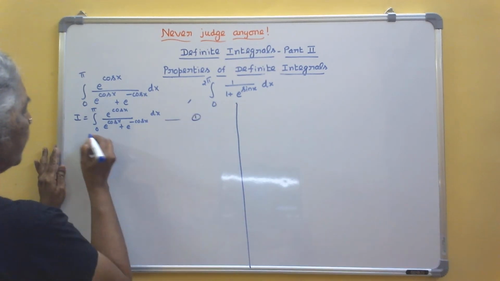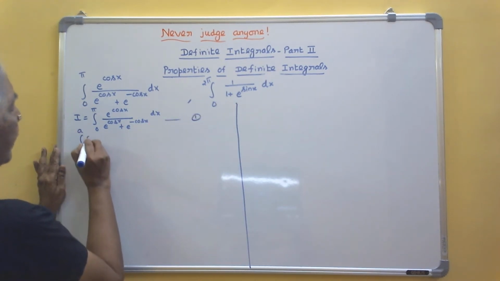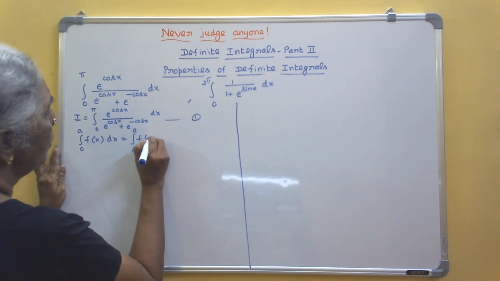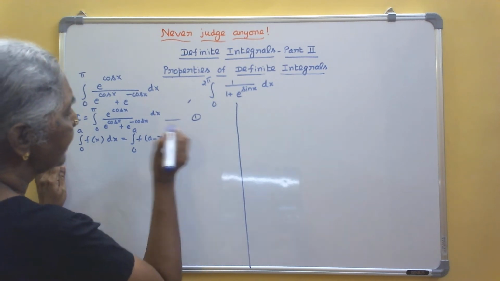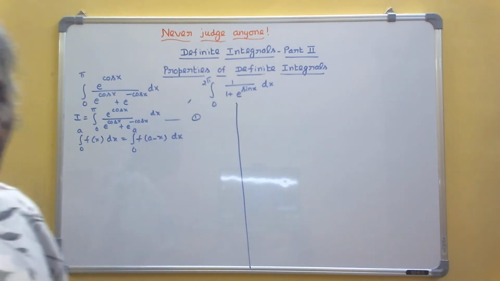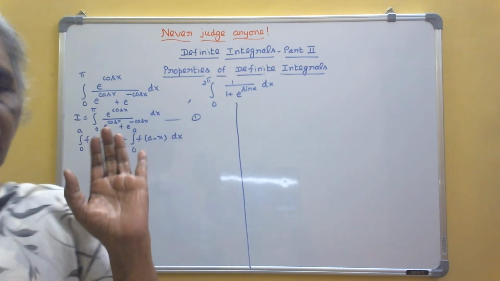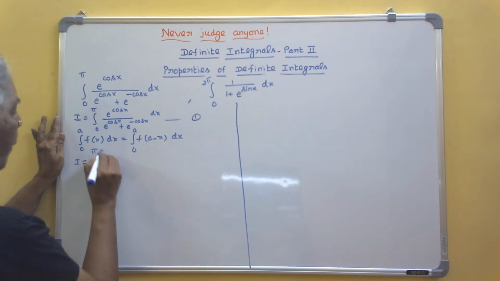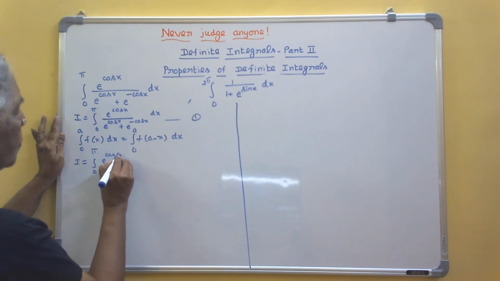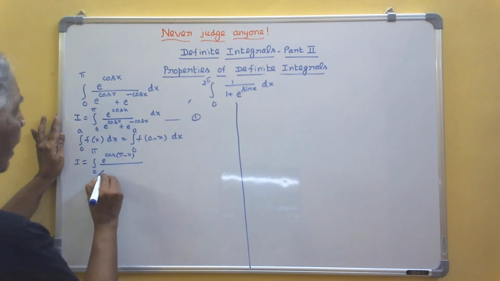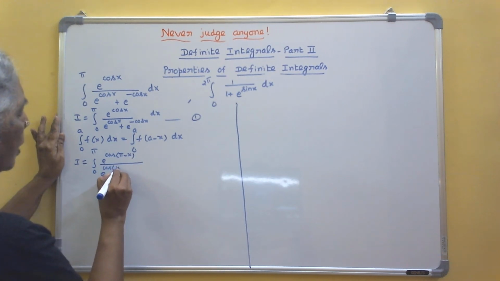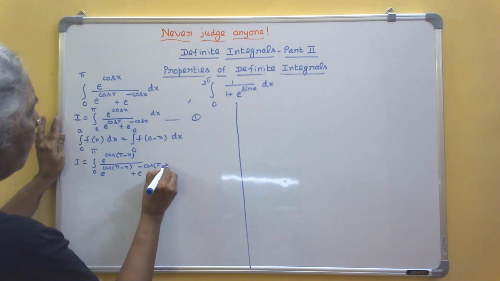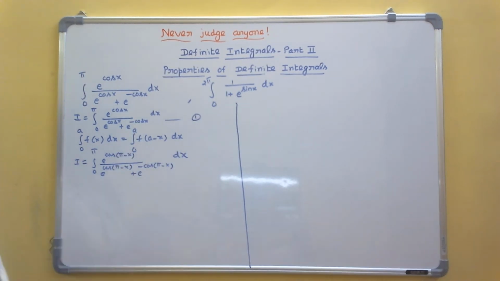Mark this as 1. Then, let us write that property. Integral 0 to a f of x dx is equal to integral 0 to a f of a minus x dx. So now what is our a? A is pi. So now the I will become integral 0 to pi e power cos of pi minus x by e power cos of pi minus x plus e power minus cos of pi minus x dx. Right?